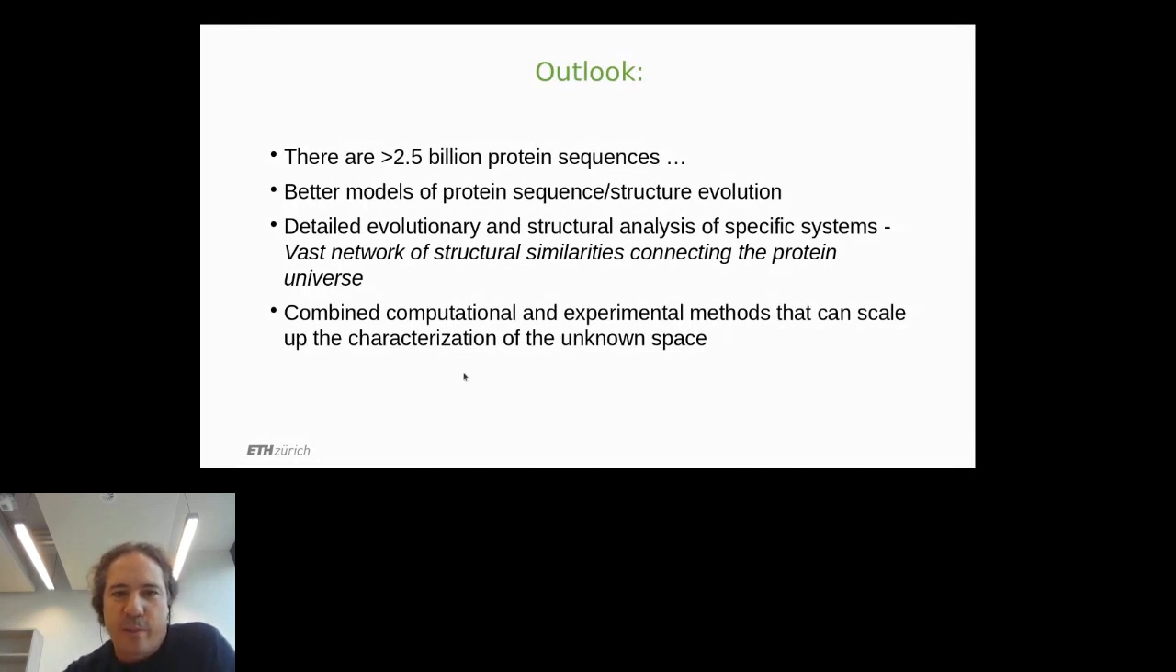We need better models that look at evolution by combining protein structure. And so recently, Christoph Dessimoz's lab have actually put out a preprint that shows that this is possible to do, evolutionary models that include structural information. And then we find this, we can connect protein sequences by structural similarity across the protein universe.